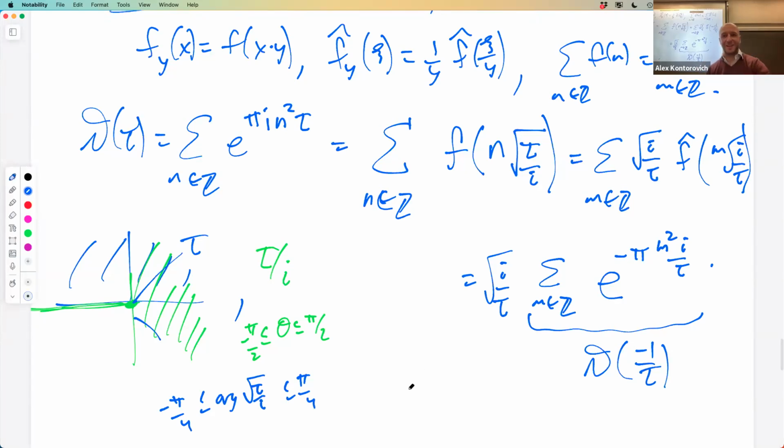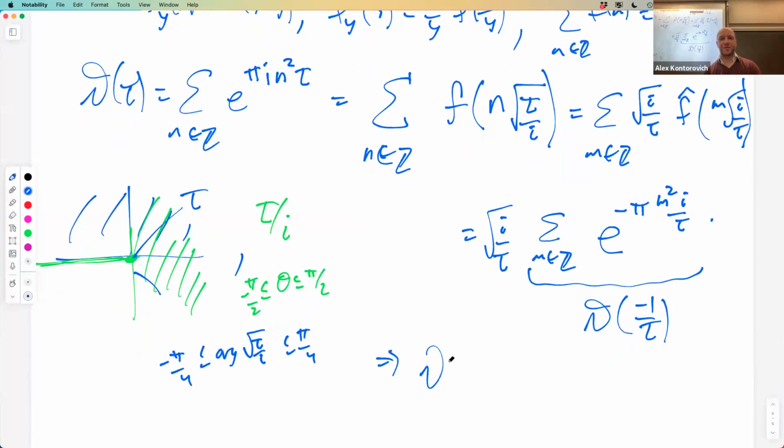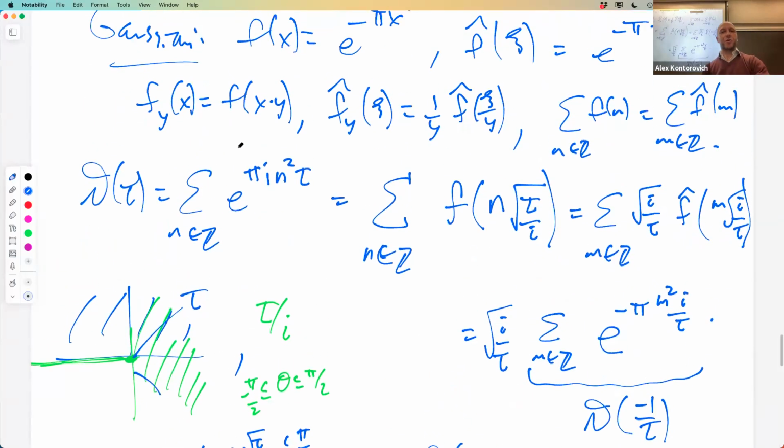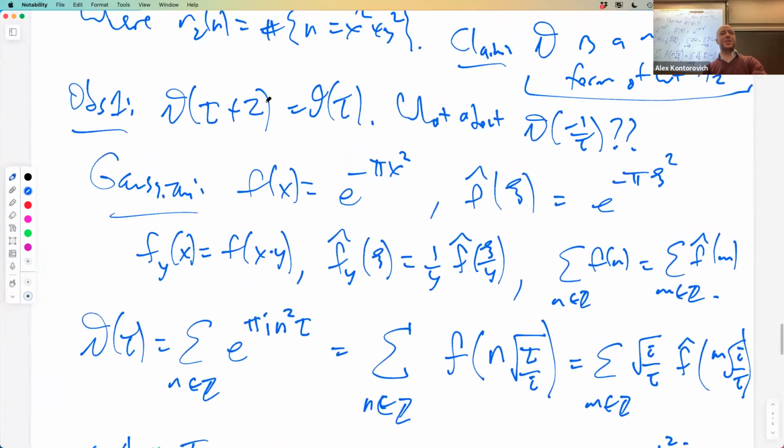And so we're done. So we've shown this transformation law, theta of negative 1 over tau is equal to theta of tau times this factor. The factor is tau over I, if I move it to the other side, times theta of tau. So it's tau to the 1/2. It's a modular form of weight 1/2. Not on the group SL2Z, because it's not generated by translation by 1 and inversion. It's translation by 2 and inversion.